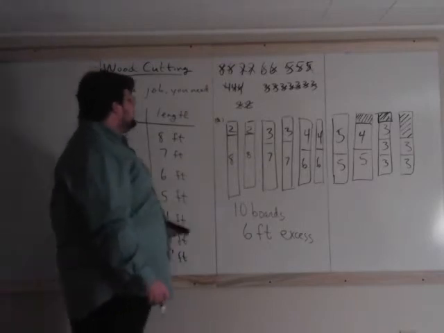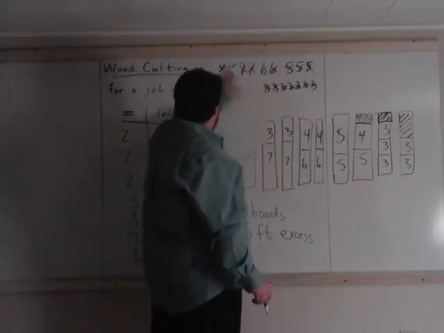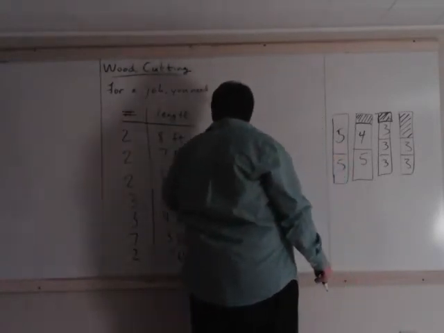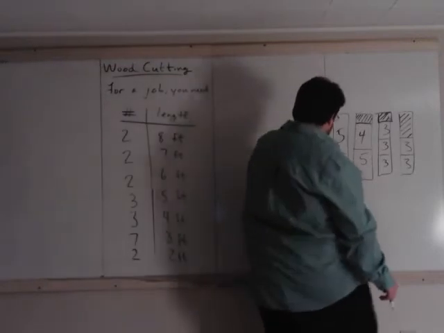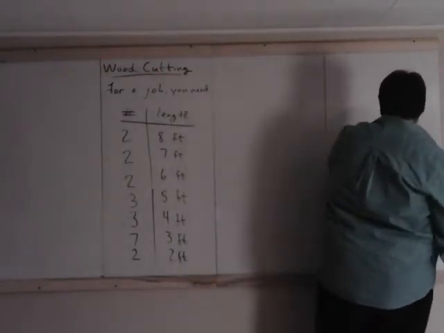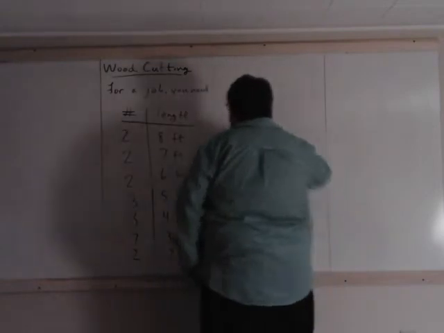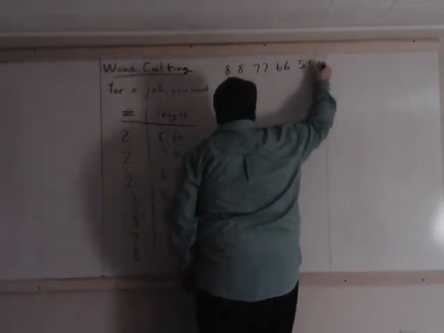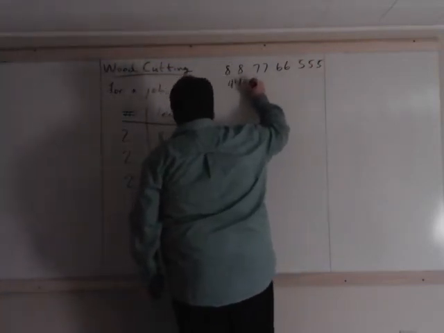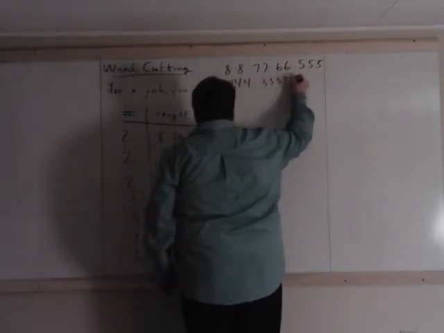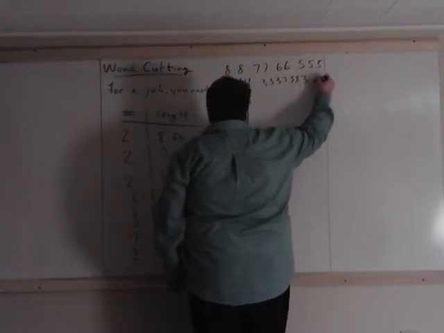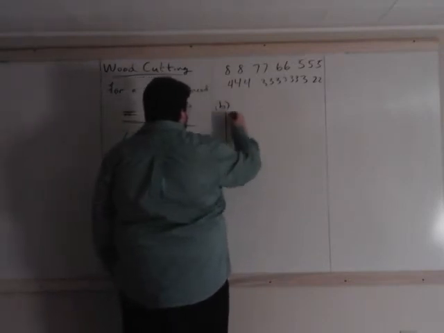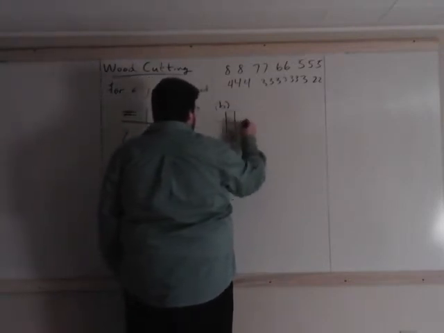Let's do the next example. The next one says 9-foot boards. So let's use 9-foot boards. I'm again going to write 8, 8, 7, 7, 6, 6, 5, 5, 5. 4, 4, 4, 3, 3, 3, 3, 3, 3, 3, 2, 2. And in part B, we're going to use 9-foot boards. Well, again, we're going to start with the 8s.